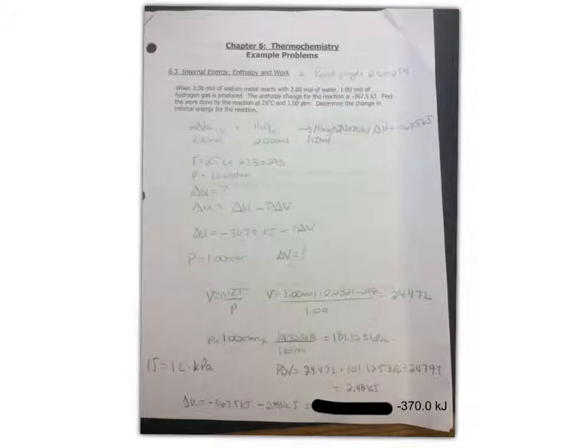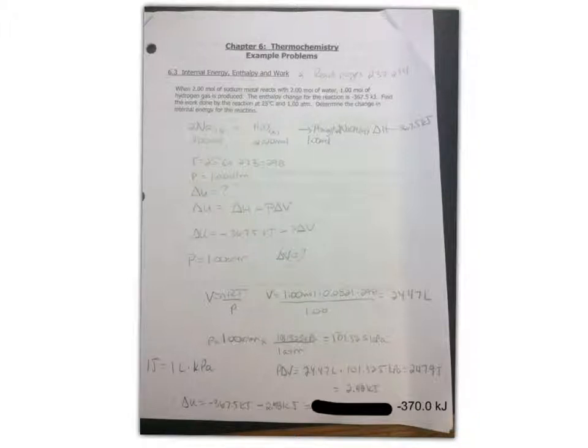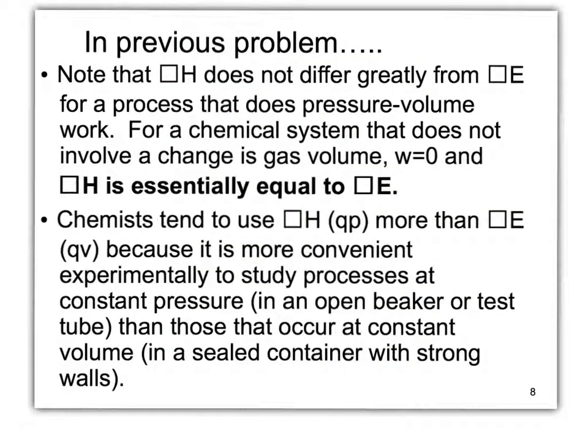When you compare the two answers for delta H and delta U, you can see that these two numbers are very, very similar. We have negative 370.0 kilojoules for delta U and negative 367.5 kilojoules for delta H. As we talked about in the previous problem, delta E and delta H are very, very similar. Remember, delta E and delta U are the same thing. So this is the case for a system that doesn't involve change in gas volume and our work is 0. So essentially, delta H is equal to delta E, or delta U.